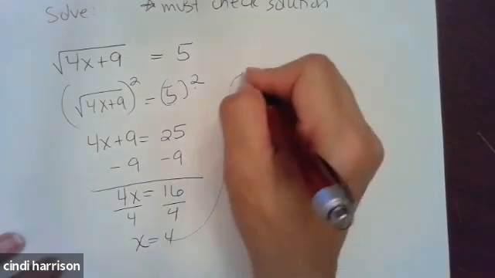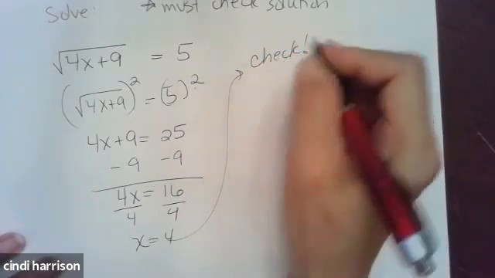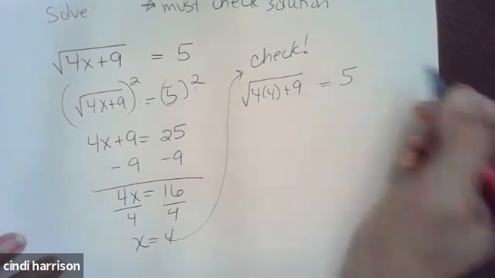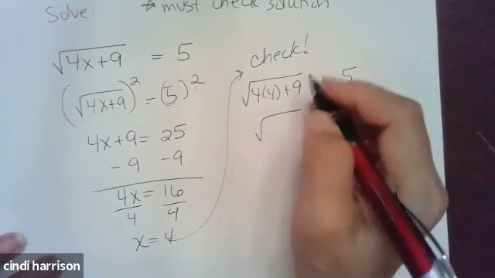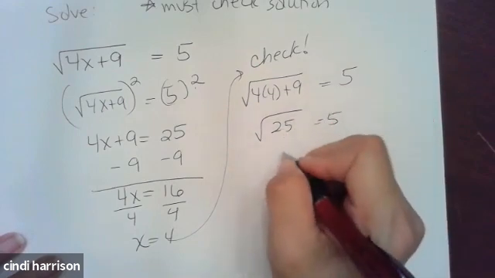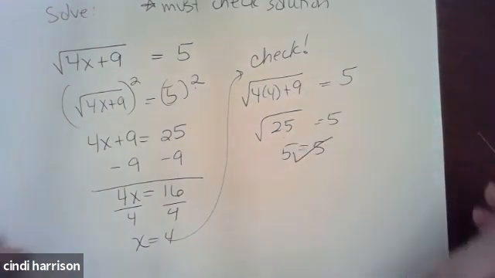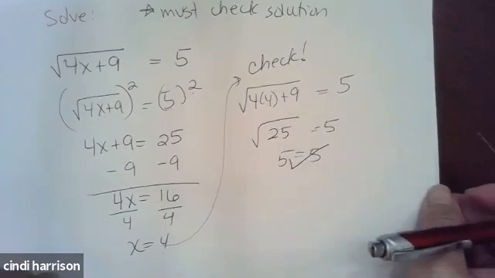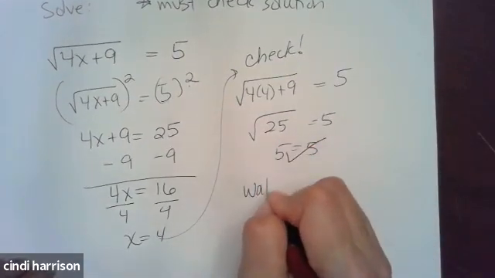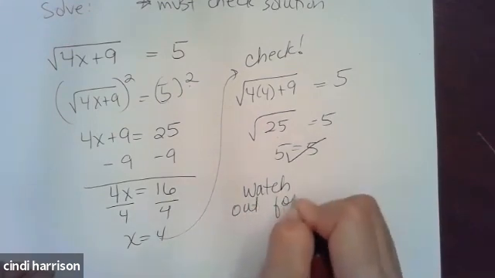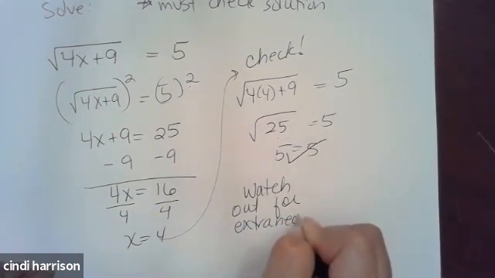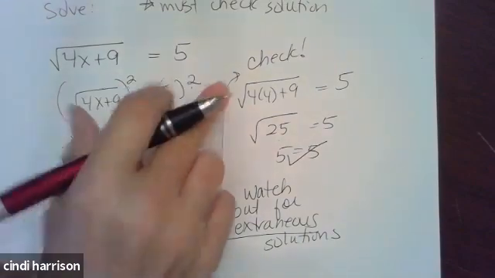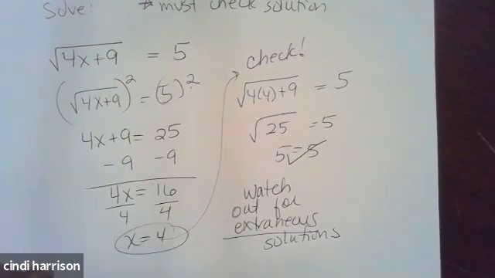So far so good, but we have to check it and be sure that it works. So I have the square root of 4 times 4 plus 9 equals 5. So that's the square root of 16 plus 9, which is 25. And the square root of 25 is 5, so that works. But you'll recall in that section, sometimes you would get an answer that did not check, and that was what we called extraneous. So watch out for extraneous solutions. But as long as your answer plugs in and checks, you're good, and you know that one works.